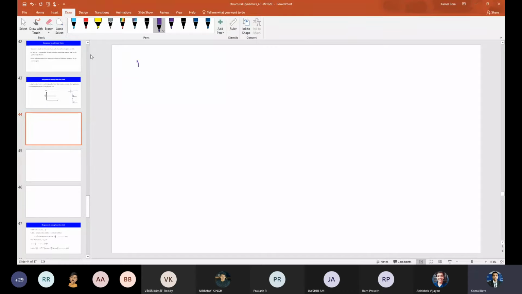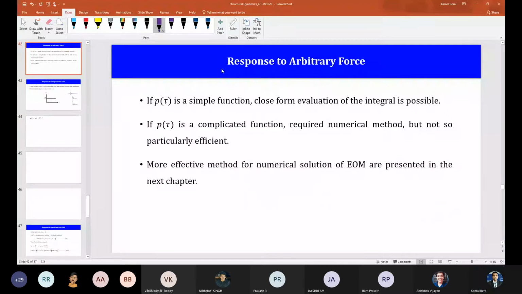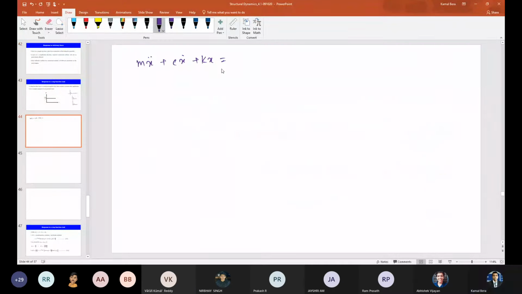So basically we have to solve the equation of motion: m x double dot plus c x dot plus k x equals p(t). So what is p(t) here, in this case? P naught. P naught is the p(t). I will use the classical approach, not the Duhamel integral approach. You can do it as homework, and you will get the same result. The classical approach will be easy here.